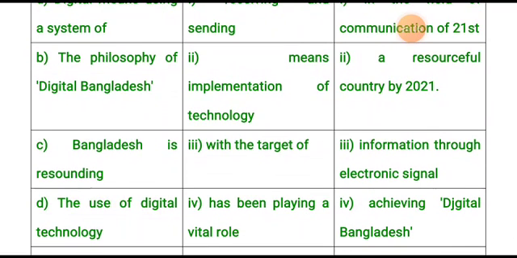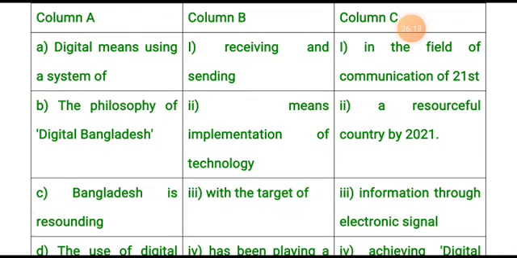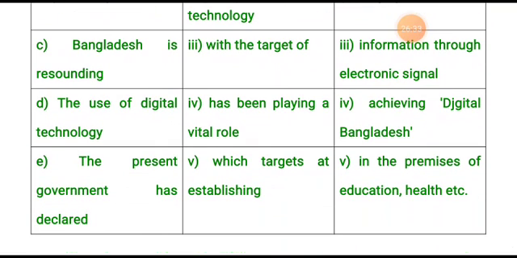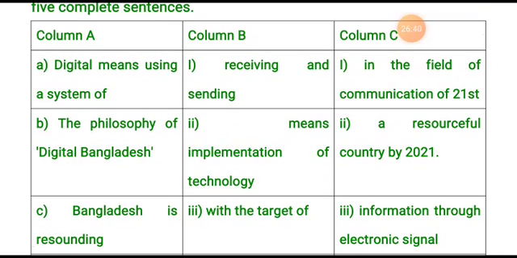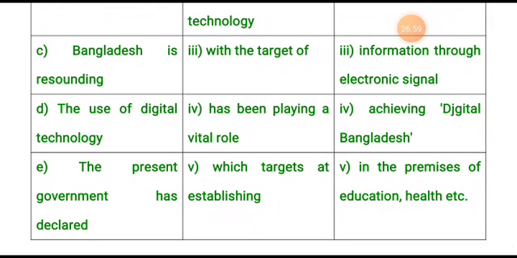resounding, D the use of digital technology, E the present government has declared. Column B: 1 receiving and sending, 2 means implementation of technology, 3 with the target of, 4 has been playing a vital role, 5 which targets at establishing. Column C: 1 in the field of communication of 21st, 2 a resourceful country by 2021, 3 information through electronic signal, 4 achieving digital Bangladesh, 5 in the premises of education, health, etc.